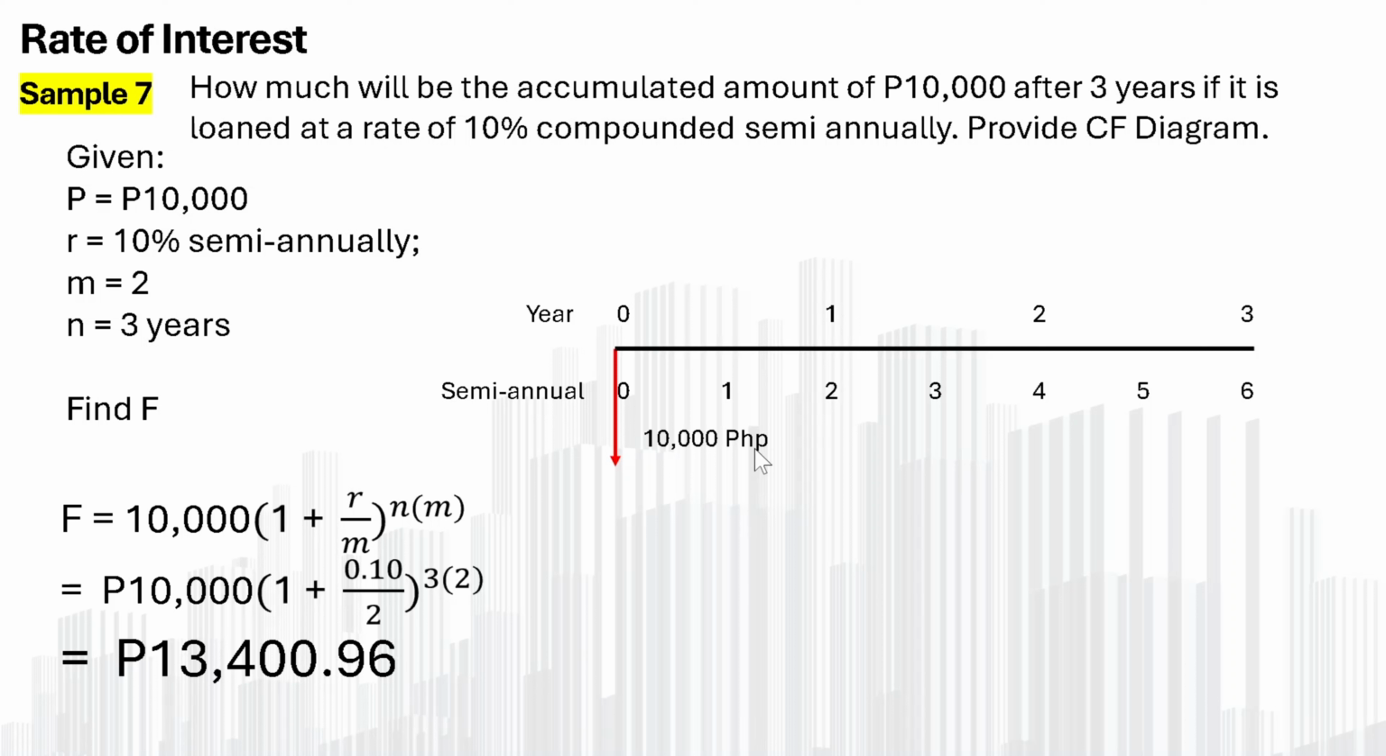Sometimes papatanong ko kayo, okay, ano yung itsura nun? If you know yung total value nito compounded semi-annually, 10% for 3 years is 13,400.96, ano yung value niya in between year 1 and year 2? So, baka pwede akong bigyan ng problems na ganun.